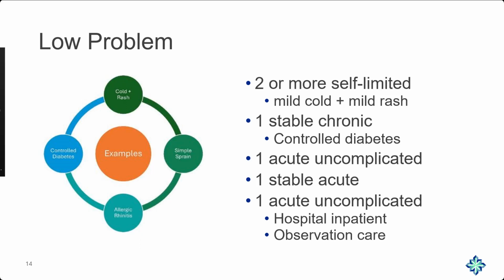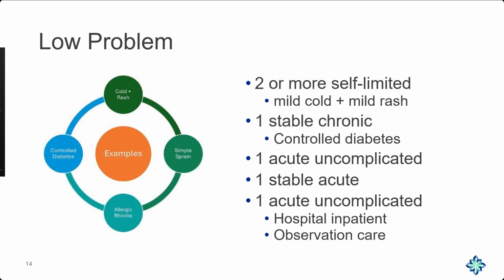Next would be stable acute illness. So an example here could be a patient with a sinus infection. The practitioner started a treatment plan. They gave them a Z-Pak, and while that sinus infection is not going away as expected, the patient's not responding to that treatment. So it's stable, but we maybe have to make some adjustments.